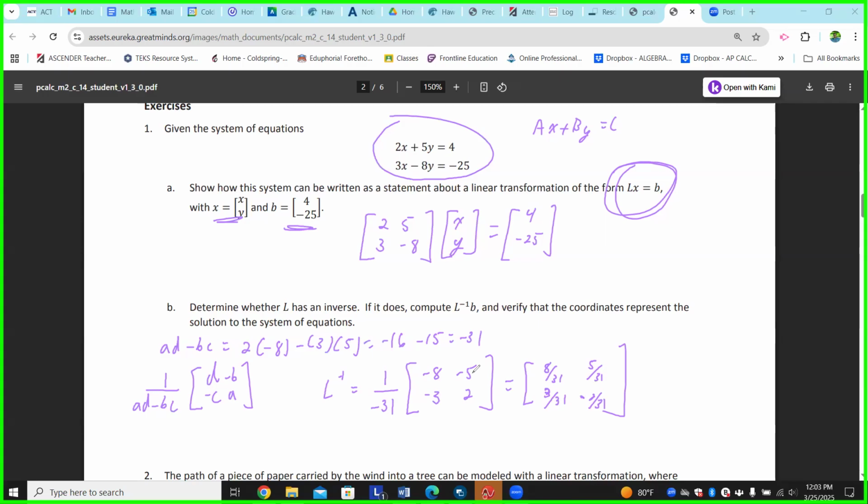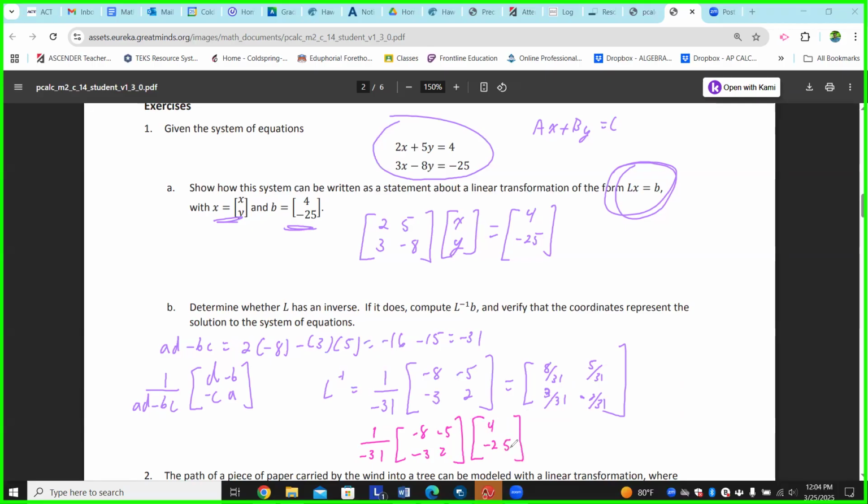All right. So again, if you're just asked to find the inverse, that's the answer you're looking for. If you're asked to use the inverse to find the answer, this is the next process. Take this part right here, this 1 over negative 31. And what would I multiply that by? Which is what matrix? The B. So whatever you called your B matrix, that's what you're going to be multiplying by.